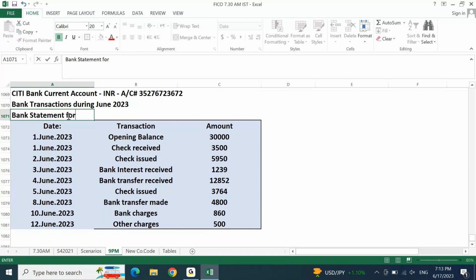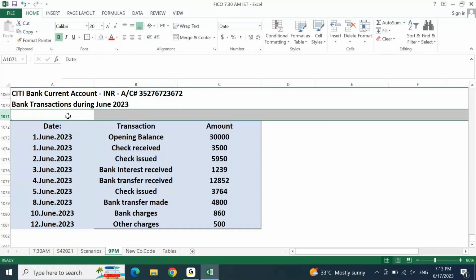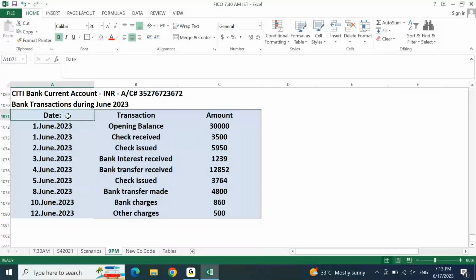Bank statement for June 2023. Let's assume these are the transactions that took place in June 2023. According to bank transactions, you know the respective transactions that took place during the month and what is your opening balance for the month of June. Considering the opening balance and the detailed transactions during this month, we must be in a position to calculate your closing balance according to bank.